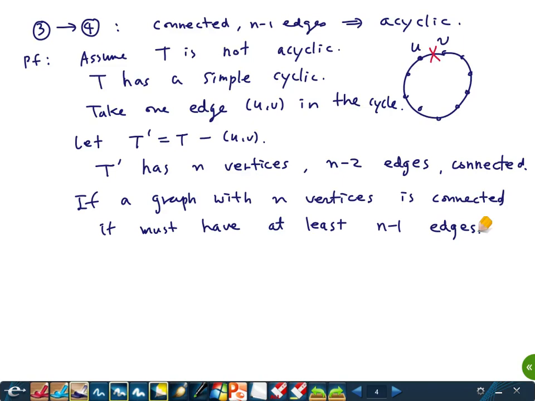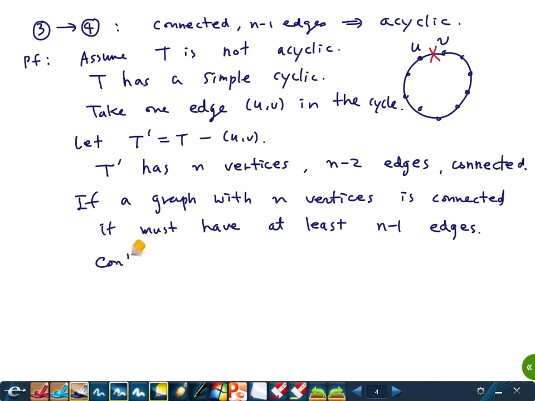Because initially, just imagine the n vertices with no edges, and we need to connect all the dots. First, if you add one edge, you can combine two disconnected dots. And if you add one more edge, you can connect two more disconnected things. So if you connect all of them, you need at least n minus 1 edges. Like, if there are 4 vertices like this, if you want to connect them all, connect this, or this, like that, at least n minus 1 steps are needed. So it's a contradiction.